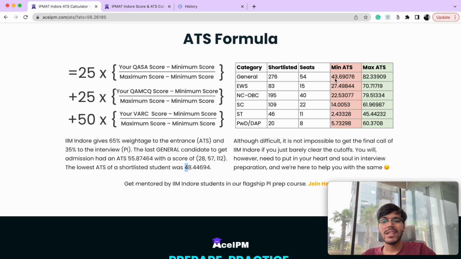This year, the minimum ATS is 43. So even if you are at a range of 46, 47, 48, I don't think you should worry too much. What you need to really focus on, however, is how you maximize your score in the PI preparation part, which is your 35% of the weightage.